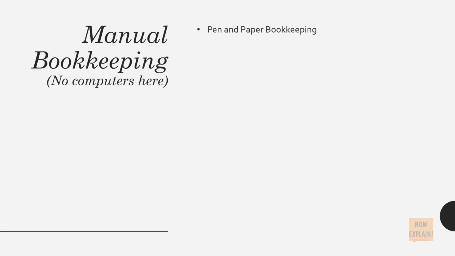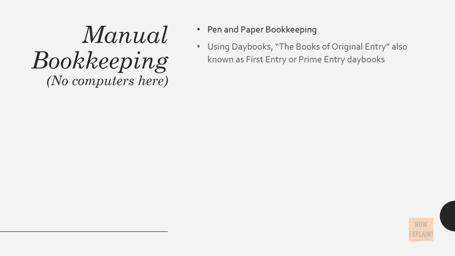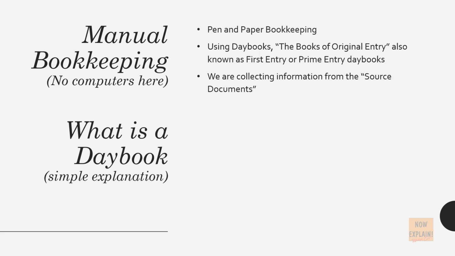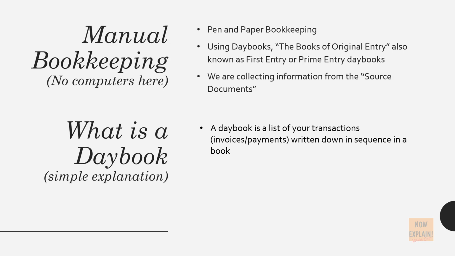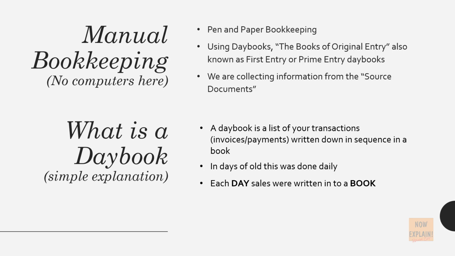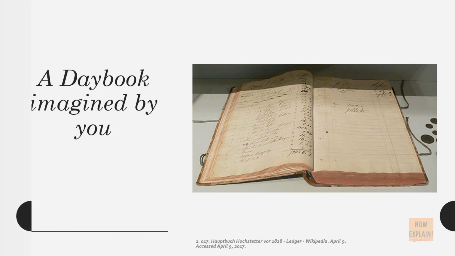Manual bookkeeping. Pen and paper bookkeeping. We're going to use daybooks. These are the books of original entry, also known as first entry or prime entry daybooks. We are collecting information from the source documents. What is a daybook? A daybook is a list of your transactions, invoices, payments written down in sequence in a book. In days of old, this was done daily. Each day's sales were written into a book, so we get the term daybook.